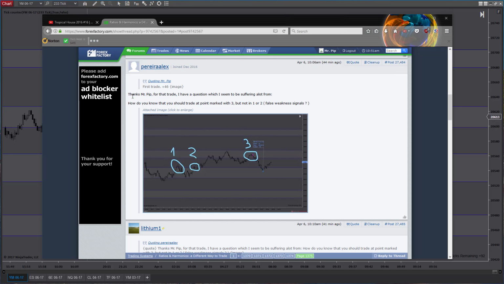So it says here, thanks Mr. Pip for that trade. I have a question which I seem to suffer a lot from. How do you know what you should trade at point marked with 3 but not 1 or 2? Weak signals? Or false weakness signals?